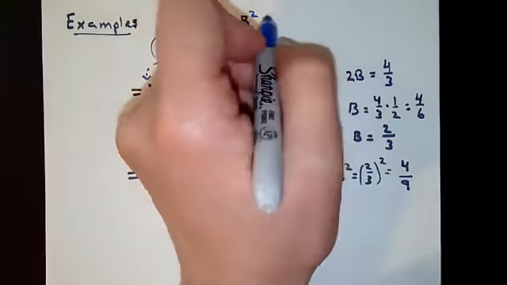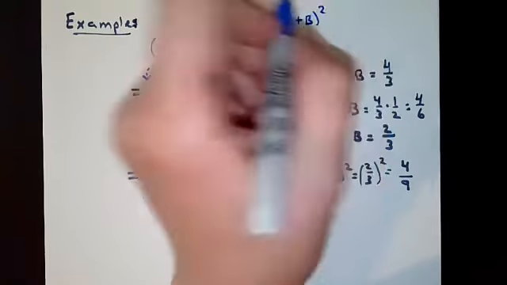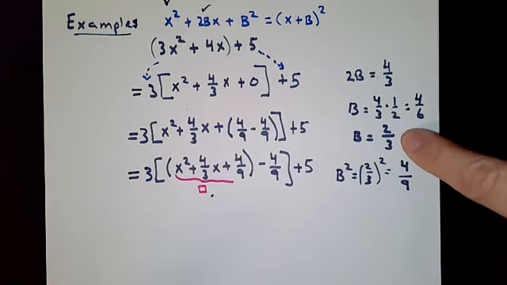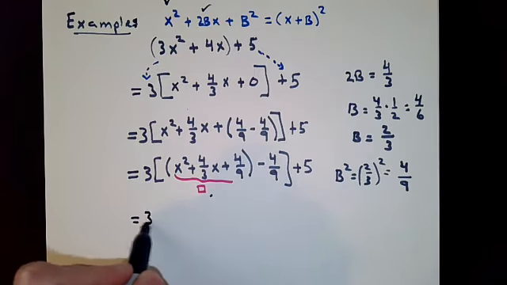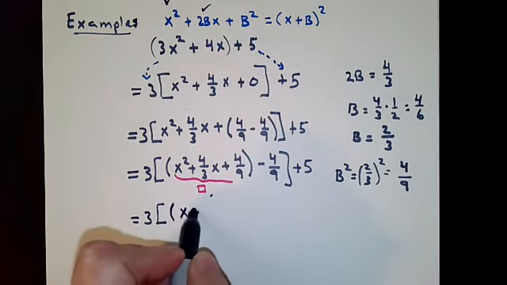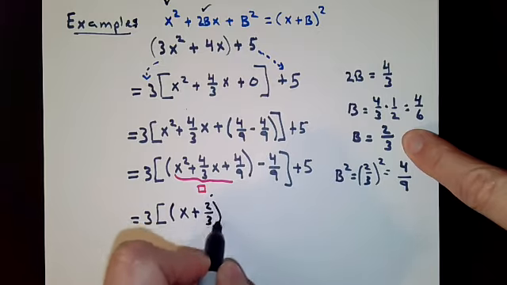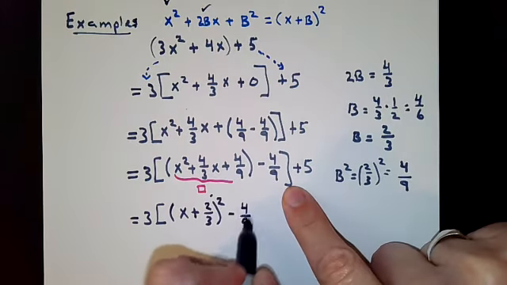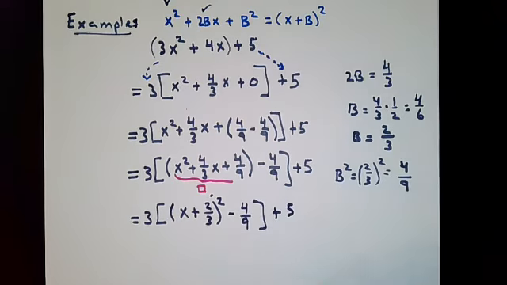like this. They always factor into x plus capital B squared. Capital B is equal to 2/3. So these first 3 terms will factor into x plus capital B, which is 2/3, squared. The minus 4/9 is still there, plus 5 on the outside.